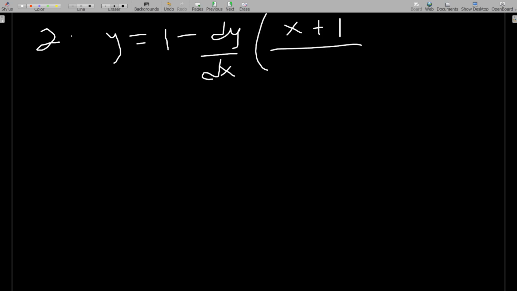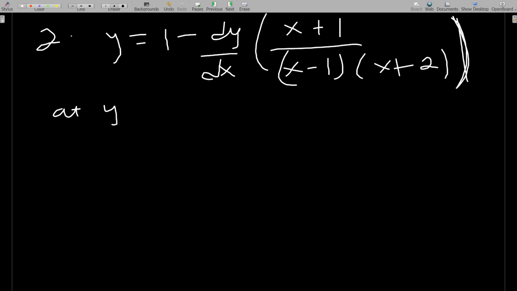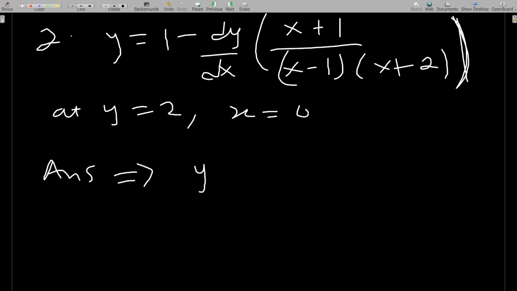Now the next question is, what is it? y equals, okay, y is equal to 1 minus dy dx into x plus 1 over x minus 1, x plus 2, and then there's a bracket here, and then at y equals 2 we have x is equal to 0. Now solve for this, and the answer, making y the subject, is that y is equal to 1 plus x plus 1 squared e to the negative x squared over 2.